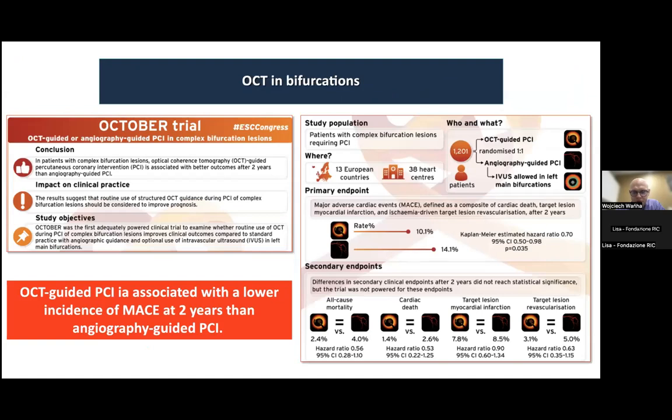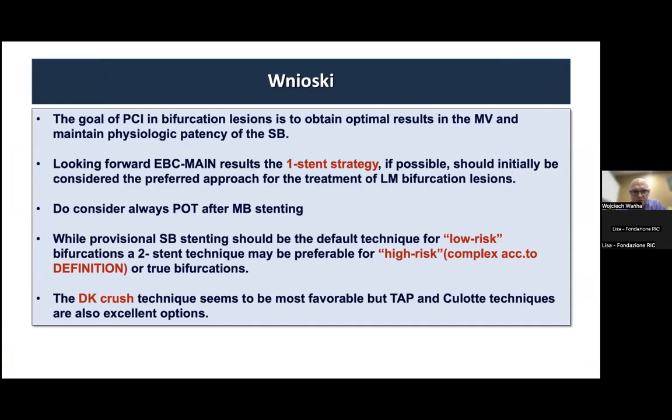Intravascular imaging is also quite important during the PCI of the bifurcation lesion. In the last ESC Congress, the OCTOBER trial was published, showing that OCT-guided PCI is associated with a lower incidence of MACE at 2 years compared to only angiographic-guided PCI of bifurcation lesions. So here, at the end of my presentation, I would say that the goal of PCI in the bifurcation lesion is to obtain optimal results in the main vessel and to maintain physiologic patency of the side branch.